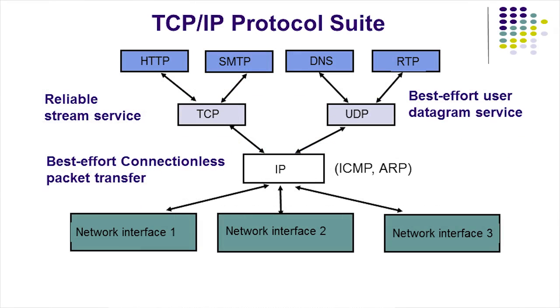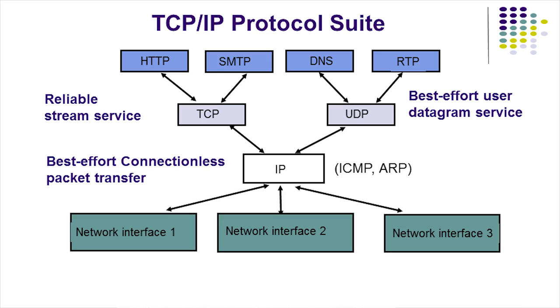The application layer provides services that can be used by applications such as HTTP web browsing, email, DNS, real-time transfer, and more. The transport layer provides 2 protocols on top of IP to enable process-to-process communications. TCP provides reliable stream service, and UDP provides best effort user datagram service.